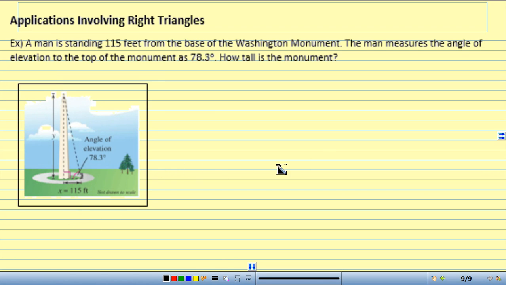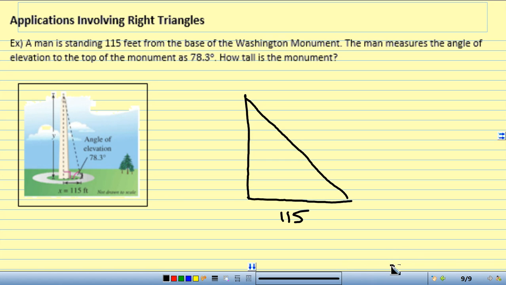So lastly, a remnant from the other class. Lastly, you have a triangle problem. Now I'm going to make the triangle a little bit more pronounced than they did, just because dude can't see. Okay, so this is 115 feet. This is 78.3 degrees. I don't know what this is, I don't know what this is, but I want to know this side. Not a problem. So first I figure out what these sides are with respect to this angle.